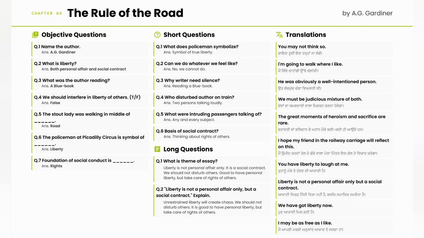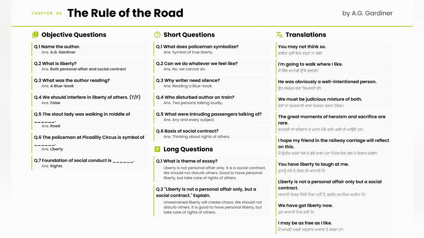Question 5. The stout lady was walking in the middle of blank road. Question 6. The policeman at Piccadilly Circus is the symbol of blank. Answer: liberty. Question 7. A reasonable consideration for the blank of others is the foundation of social conduct.